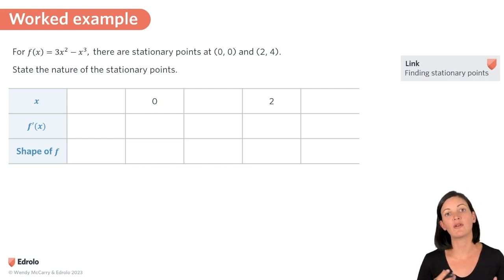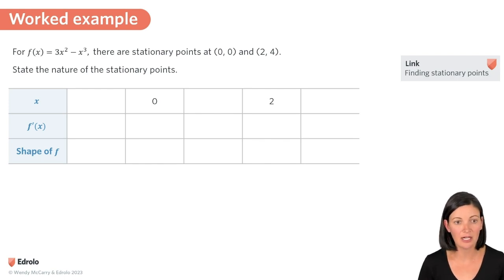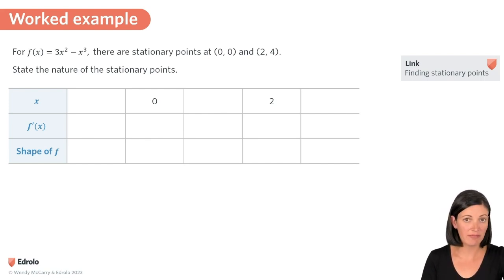So if you need a review of that, you can go back to that lesson. In this one, we're going to focus on determining what kind of stationary point we have. So the first method we're going to use is what we call a sign diagram, or sometimes they're referred to as a gradient table. So I've set up a table here where you have 3 rows.